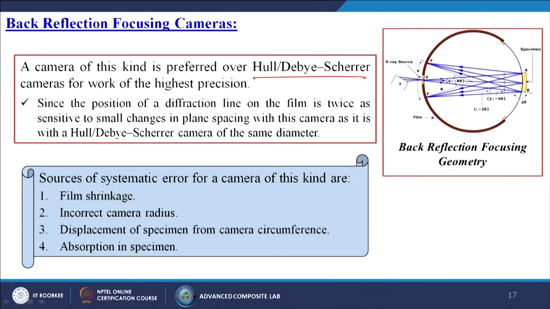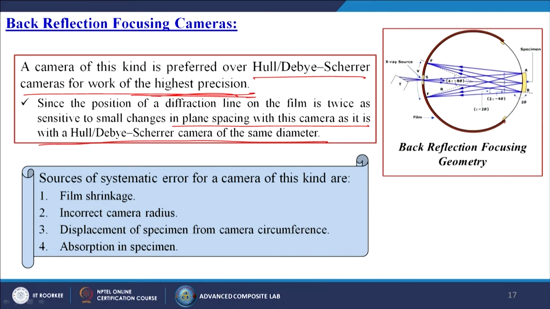Now, we are going to discuss the back reflection focusing cameras. A camera of this kind is preferred over Debye-Scherrer cameras for work of the highest precision, so generally we get better, more error-free results, since the position of a diffraction line on the film is twice as sensitive to small changes in plane spacing with this camera as it is with a Debye-Scherrer camera of the same diameter.